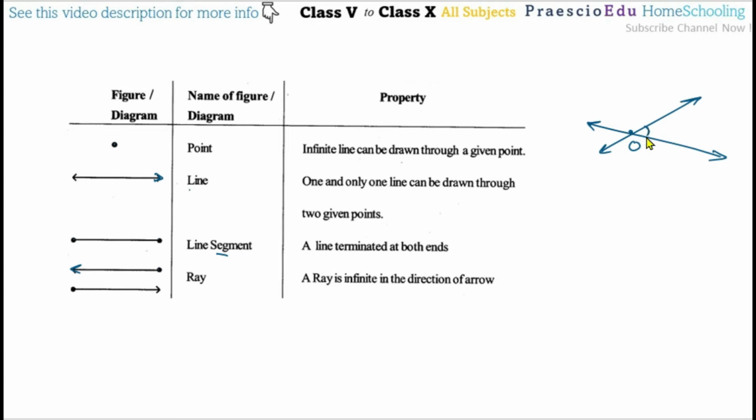So here also they are forming angles, here also, and here also. These are called angles. To make angles, a minimum of two lines is required. Generally, angles are measured in between the two lines.